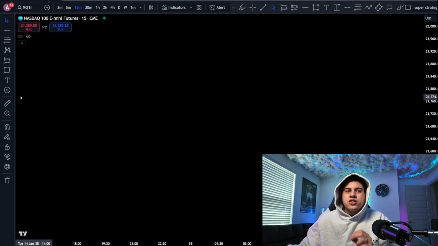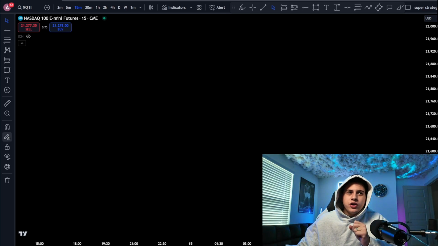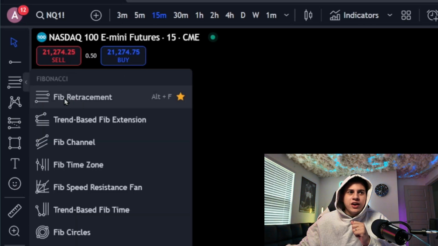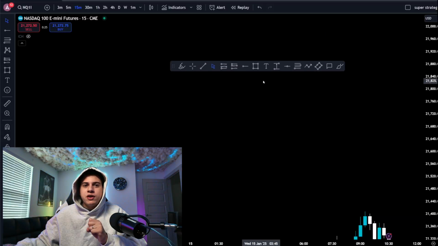Okay, so now that we're on the charts, the first thing that you're going to want to do is go here to your left-hand side and click this right over here. It's going to say Gann and Fibonacci tools. Stretch that out and click this Fib retracement. Put a star next to it so it pops up right into your favorites toolbar.